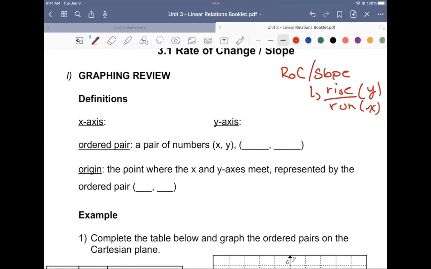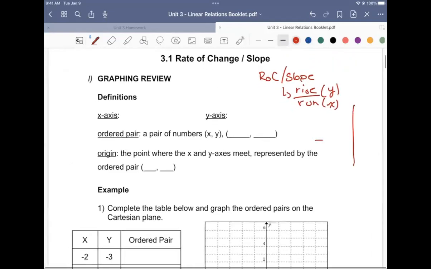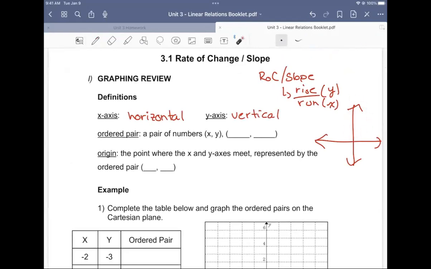So the first thing that we look at is what the x-axis and y-axis are. Remember, we are talking about the Cartesian plane, which often looks like this. Our x-axis is the horizontal one, and our y-axis is the vertical one. So for instance, this is our y-axis, this is our x-axis.